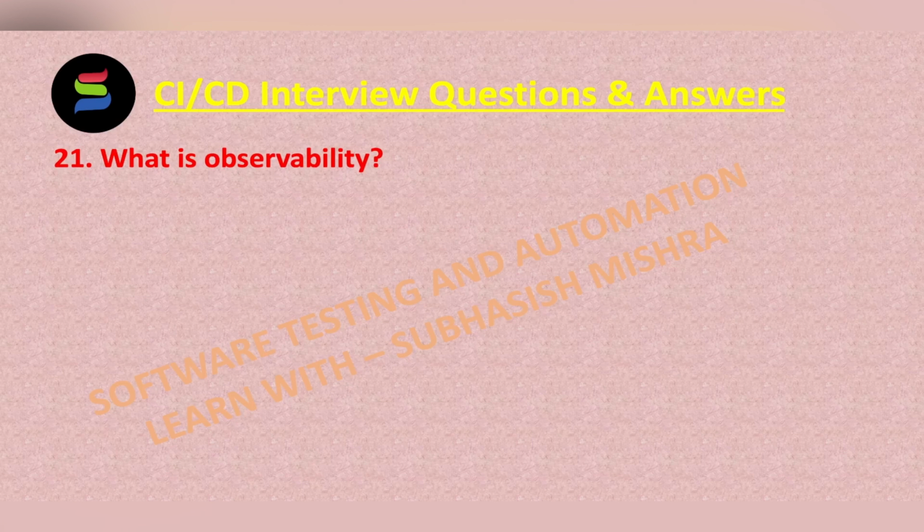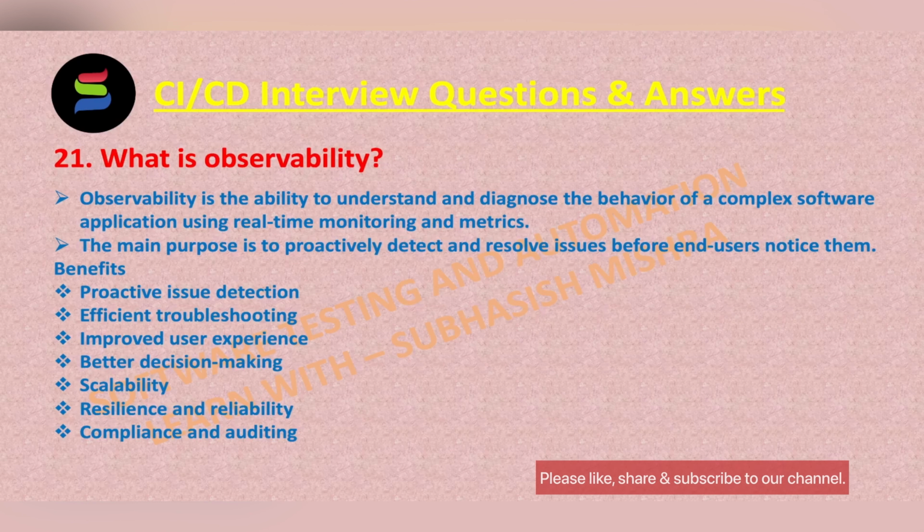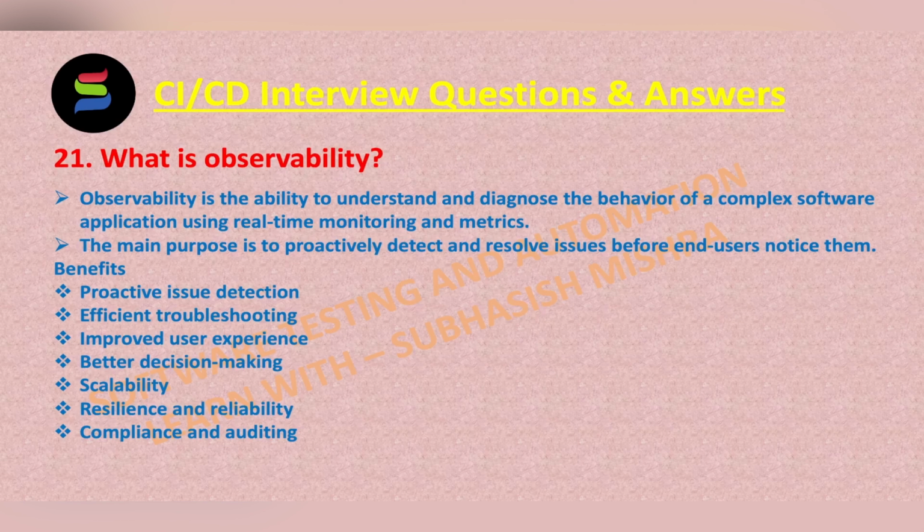What is observability? Observability is the ability to understand and diagnose the behavior of a complex software application using real-time monitoring and metrics. The main purpose is to proactively detect and resolve issues before end users notice them. Then what are the benefits of observability? It helps in proactive issue detection. It helps in efficient troubleshooting. It helps improve the user experience. Users can make better decisions. Scalability: it helps in scaling up the application.